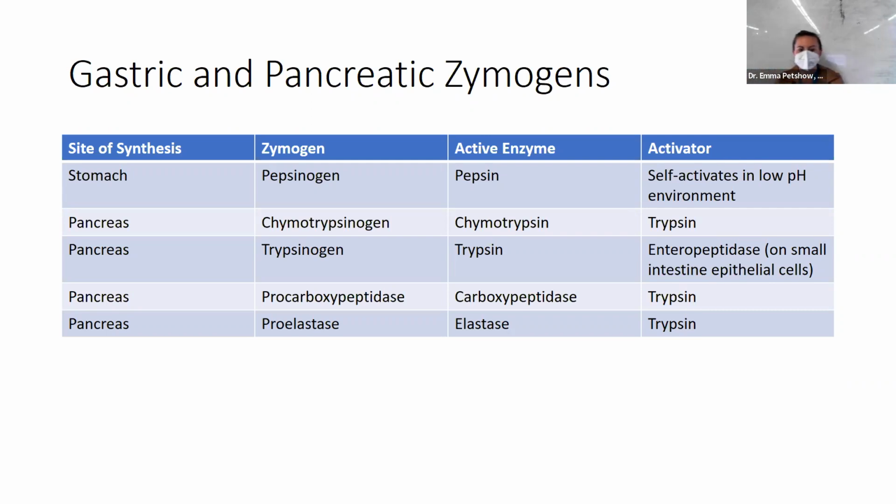And you can see the activator. So in the stomach, pepsin becomes activated from itself. From low pH in the stomach, it can self-activate. Then you see three of them are activated by trypsin itself. So chymotrypsin, carboxypeptidase, and elastase are all activated by trypsin, which we'll talk about. We'll break that down. And then enteropeptidase activates our trypsinogen to trypsin on small intestine epithelial cells. So if you have an issue with trypsin, you're going to have an issue with all of your digestive enzymes coming from your pancreas. Okay, that makes sense.